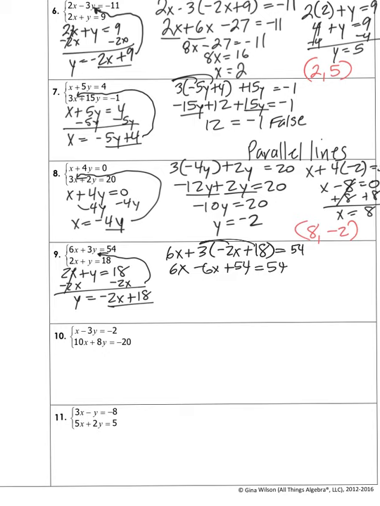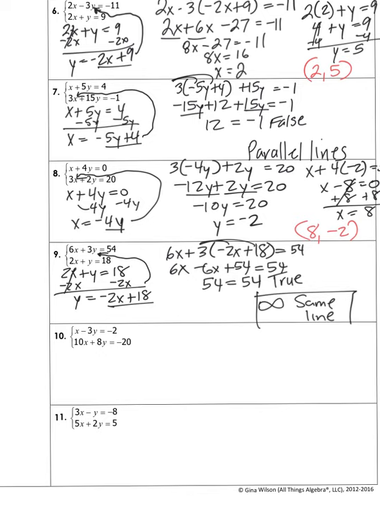All right, 6x minus 6x, these are going to cancel out, and all I'm left with is 54 equals 54. This is a true statement because 54 does equal 54. So if your variables cancel out and you're left with a true statement, that means these lines are the same. Infinite solutions.